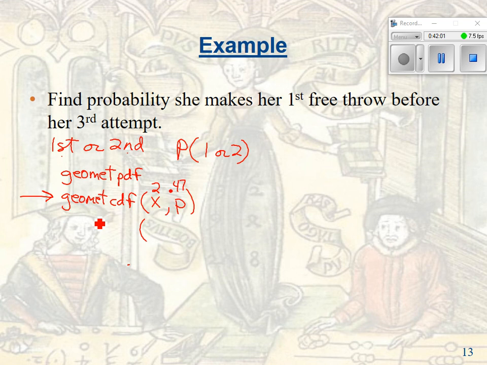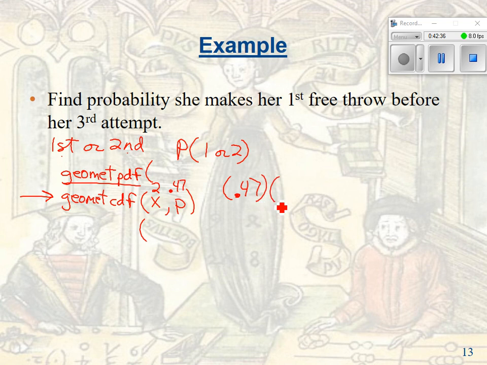So if we do PDF, try geometric PDF and 2 and 0.47. Does that still say error? Nobody wants to do it? Yeah. Still says error? That's annoying. Oh, well, I'm still a long way off.